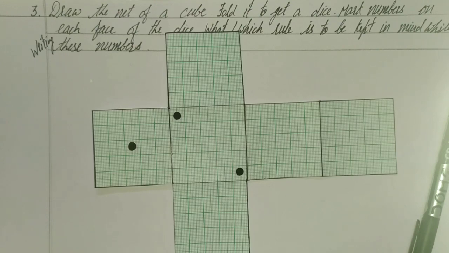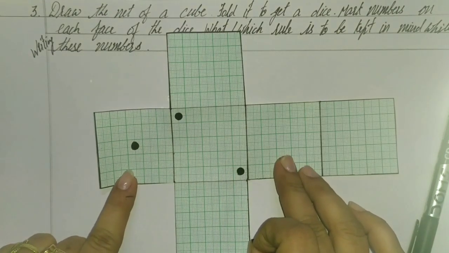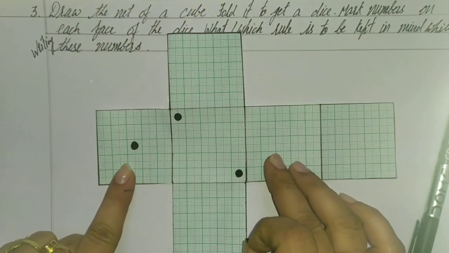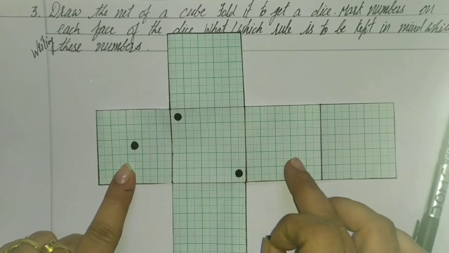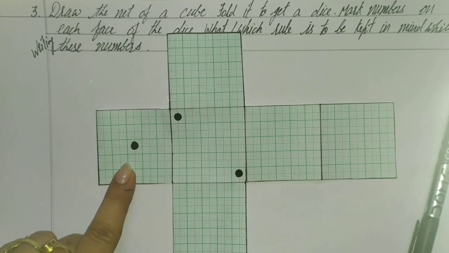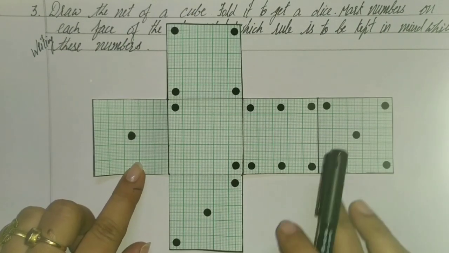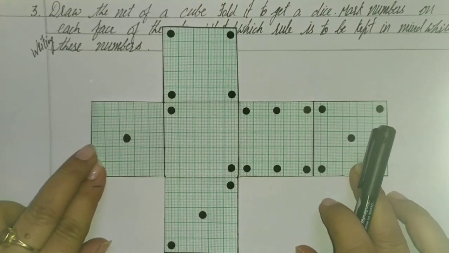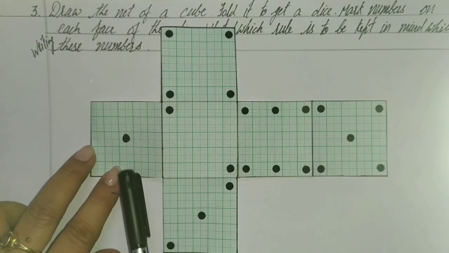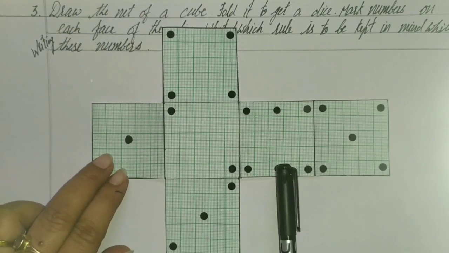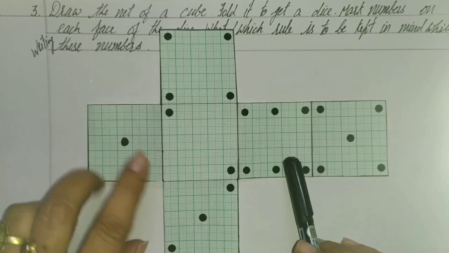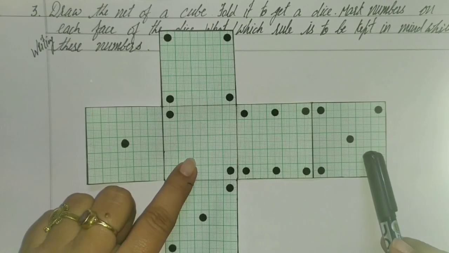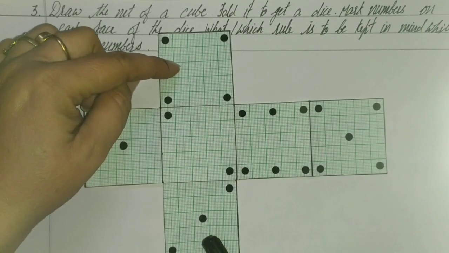So if this is the face which is opposite to this one, and if it is 1, then here I will mark 6 dots so that their sum is 7. So here I have marked all the dots or the numbers in such a way that the opposite faces add up to 7. 1 and this 6, 6 plus 1 is 7. 2 is opposite to this, 2 and 5 make 7, and 3 and 4.